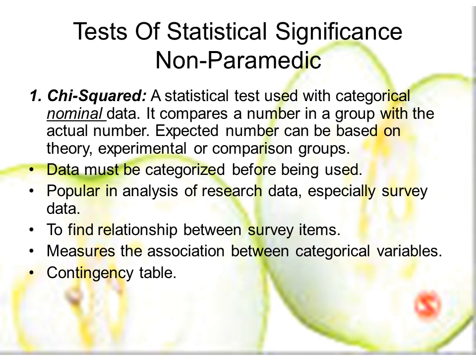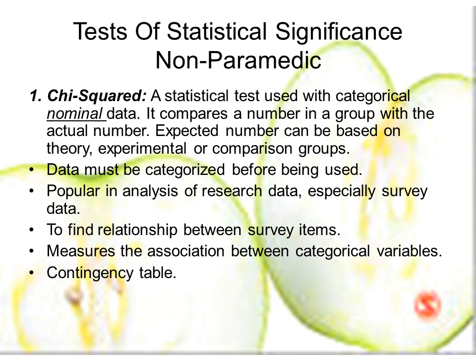So chi-squared, usually used with categorical data, which we know is nominal ordinal. It compares a number in a group with the actual number. Okay, the expected number can be based on theory, experimental, comparison groups, but we kind of have to simulate a number. We have to make up a number that we're going to compare our number to. We have to categorize the data before we use it.